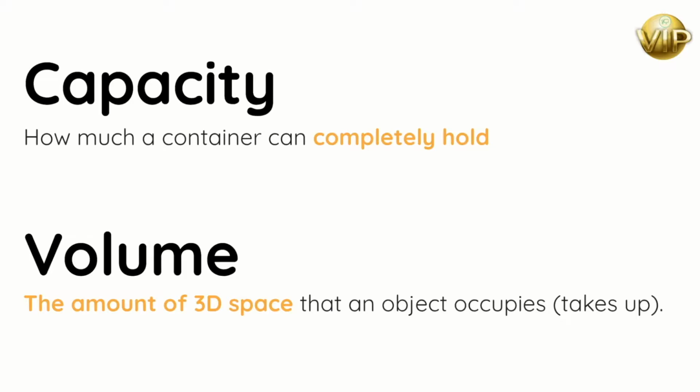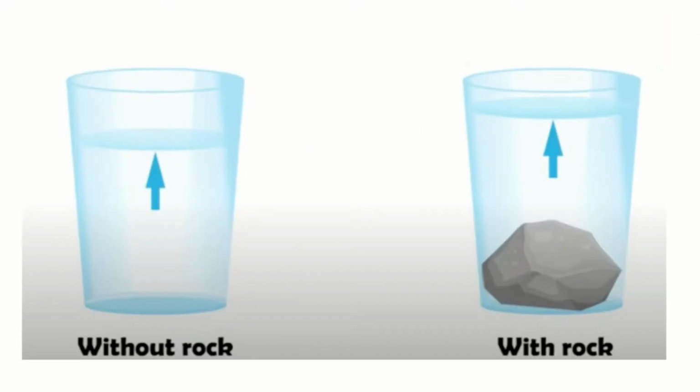All 3D objects or solids that take up space have volume. So we're going to look at, for example, a rock, which has volume too. And because a rock occupies space, if you put this rock into a cup of water, you will notice that the level of water rises. And this is what we're going to discover in this lesson.